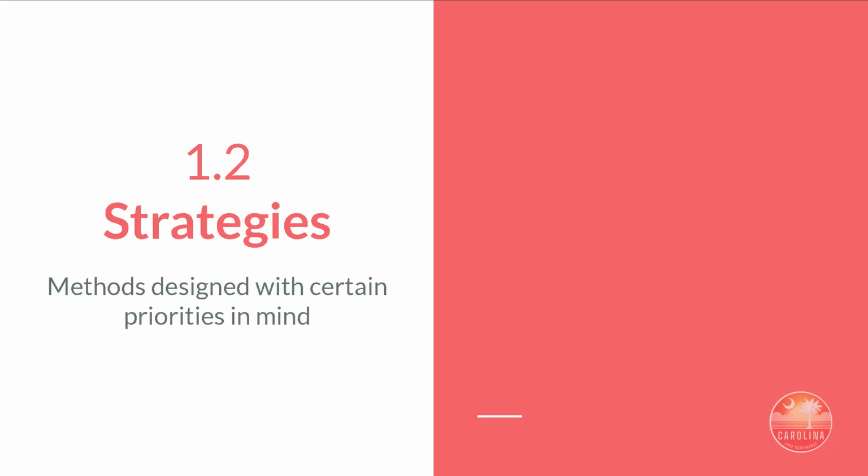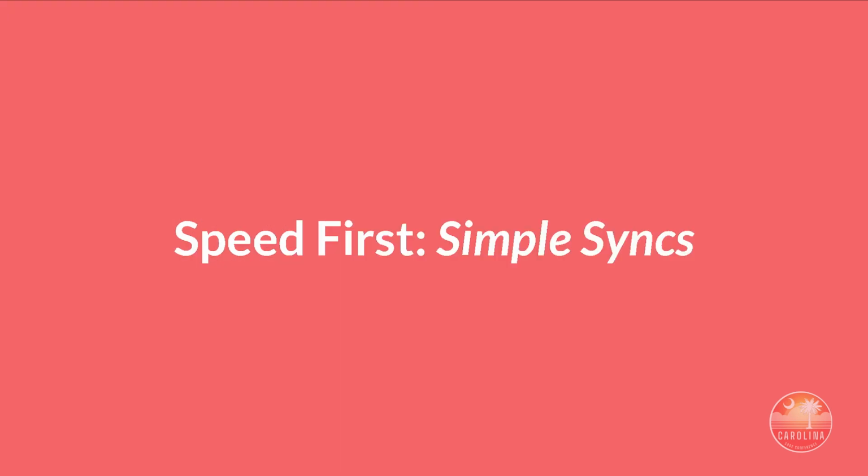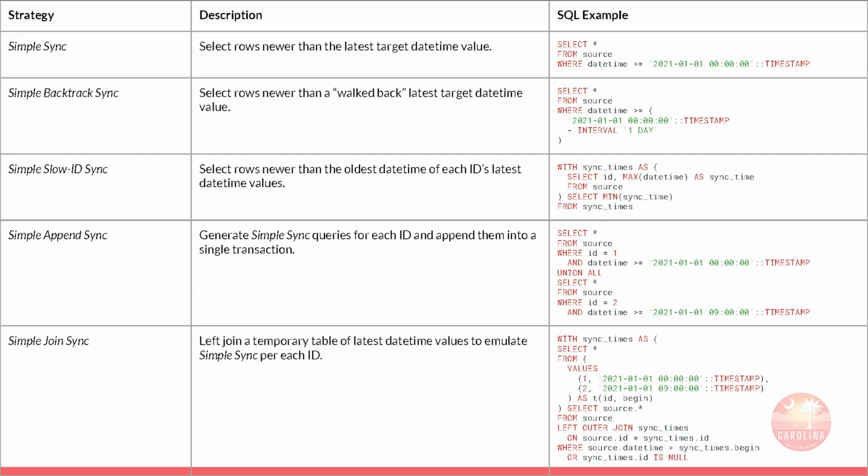Okay, so we know what synchronization is. Let's actually look at real strategies, starting with the simple syncs. They're all variations on the same basic idea we talked about, simple and simple backtrack, but these three are those ID level ones we talked about. So you could either append the queries together with a union, or you could do a left join, or you could pick the reference time from the slowest reporting ID.